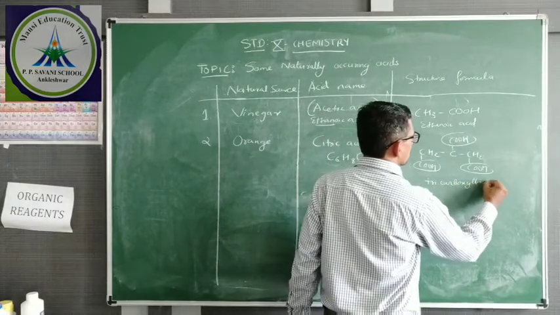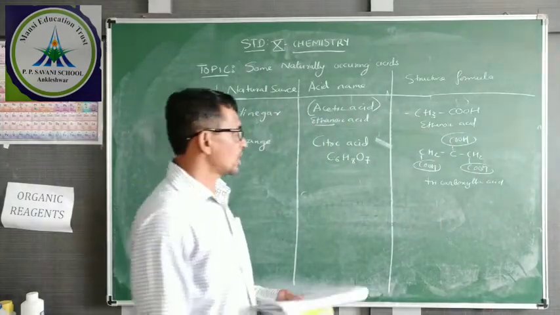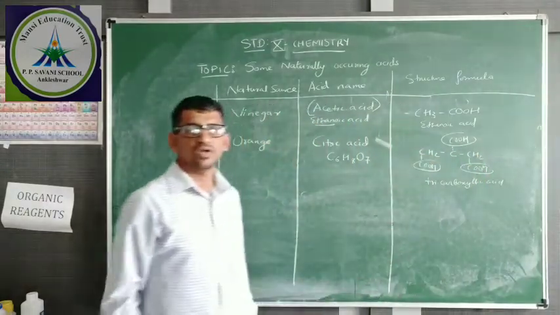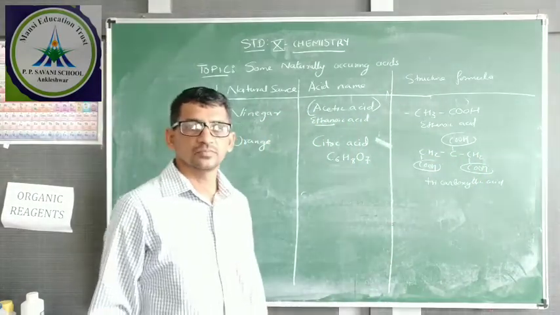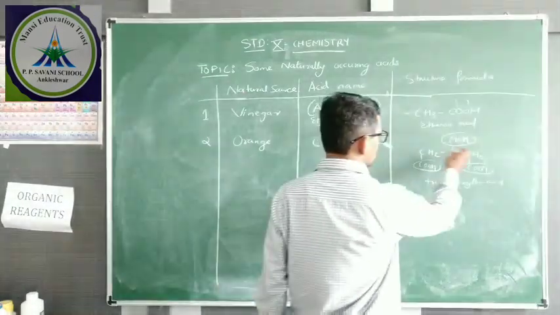Tricarboxylic acid. In 11th standard we discuss the IUPAC name. You have to count the carbon: 1, 2, 3, 4, 5. Total 5 carbon in one line, then it is pentanoic acid. But it is a tricarboxylic acid. So this is the structure of citric acid.